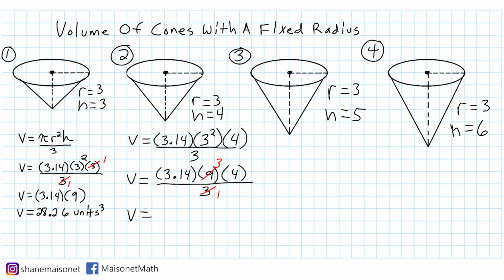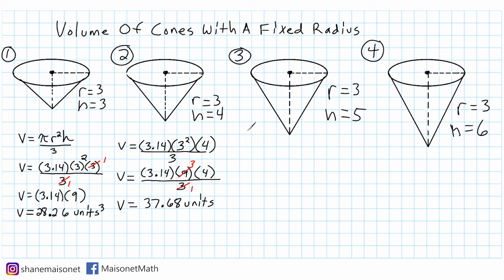Volume equals, we have to multiply 3.14 times 3 times 4. And we can go in any order we wish. We could do 3.14 first times 3, and then take that and multiply it by 4. But I think it's easier to do 3 times 4 first, okay, which is 12. And then we can multiply 12 by 3.14. So when you multiply this all together, you get 37.68 cubic units. All right, let's go ahead and calculate the volume for cone number 3.